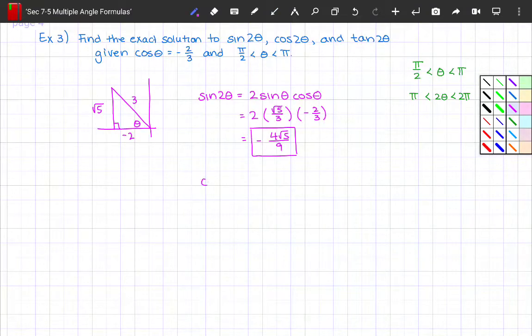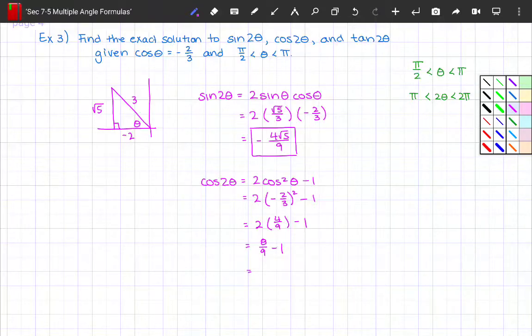All right, now cosine 2 theta, remember that's the one with 3 different versions. It doesn't matter which one of those 3 versions you use, you will get the same answer. I'm just going to use this one. But again, any one of the 3 versions will give you the same answer. And cosine theta was negative 2/3, but we're squaring it. So that's going to be 2 times 4/9 minus 1, which is going to be 8/9.